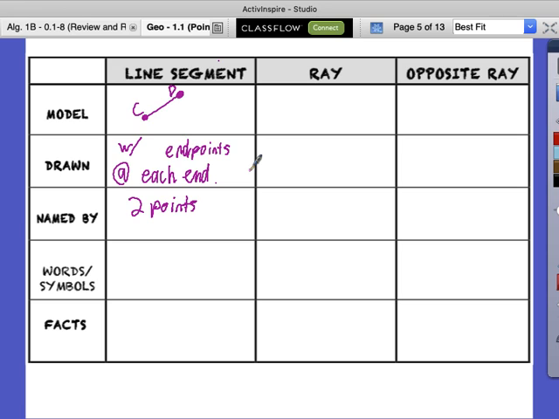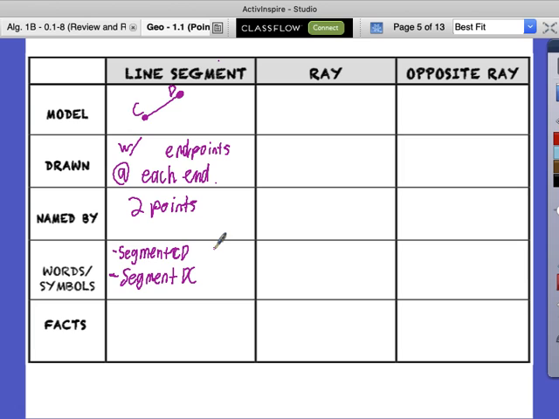So in words or symbols, if we were to talk about this line segment, we could call it segment CD. You don't need to write the word line, just segment. Or you could do segment DC. Once again, for a line segment, the order of the points doesn't matter. We've seen that before with the line, and we saw it with the plane as well. The order of those didn't matter.